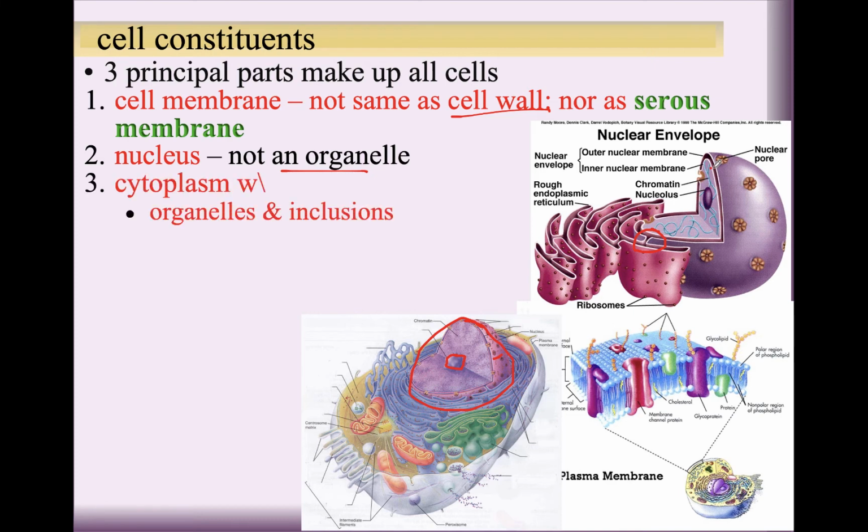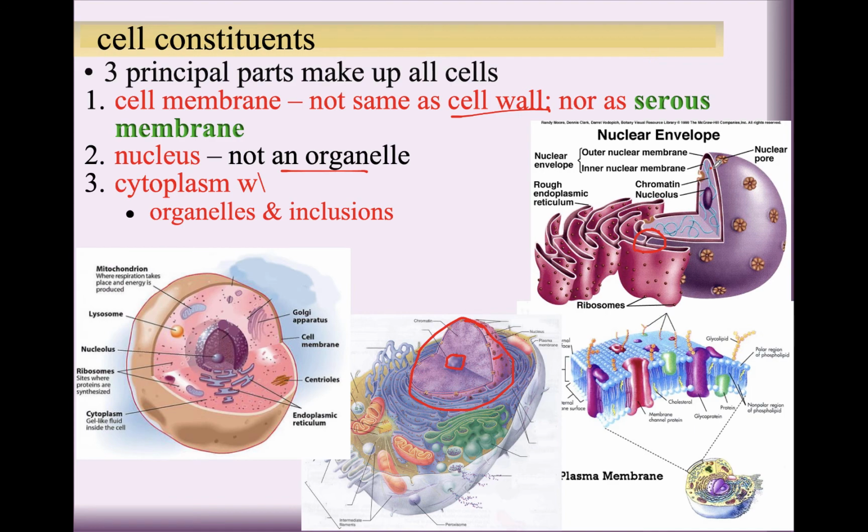So there we go. And then finally, we have the cytoplasm, along with the organelles and the inclusions. So those are all part of it. In this particular cell, the cytoplasm with the organelles and inclusions is this pinkish part. So from the outside of the nucleus to the inner layer of the membrane, cytoplasm. There we go, cytoplasm. Okay?